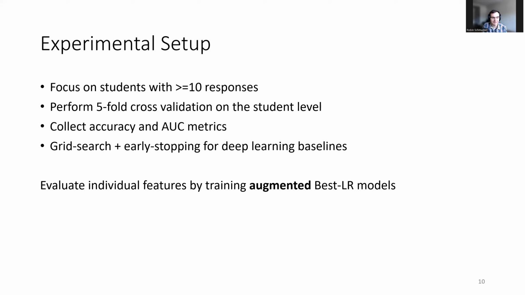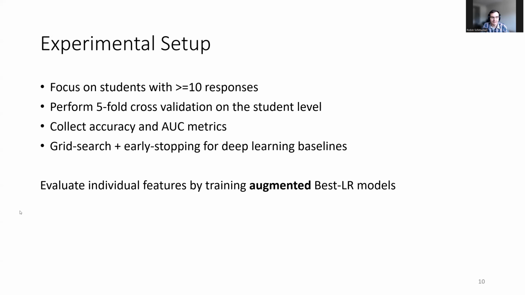In terms of performance metrics, we focus on accuracy and AUC. AUC is a particularly popular metric in this domain, and it describes the relationship between the true positive and the false positive rate for different classification thresholds. And for the deep learning baselines, we perform a grid search and early stopping to ensure that we use the right hyperparameters and that we train for the right amount of time.